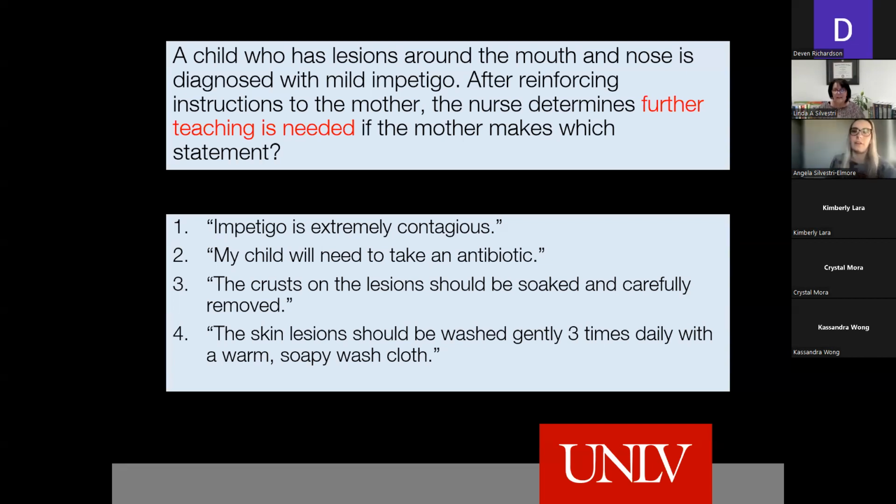And so just be on the lookout, you guys. Be really careful with the need for further teaching questions, because those make you twist your brain to answer them correctly. Well, you guys did great. And that's a great question. Thank you for bringing it up. And thank you, Nick, for your input.